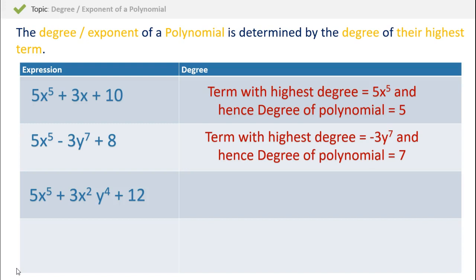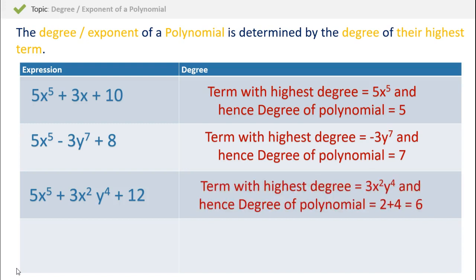However, the middle term 3x squared y to the power 4 has two variables x and y, and if I add their exponents I get 6, which is greater than 5, and hence the degree of the polynomial will be 6.